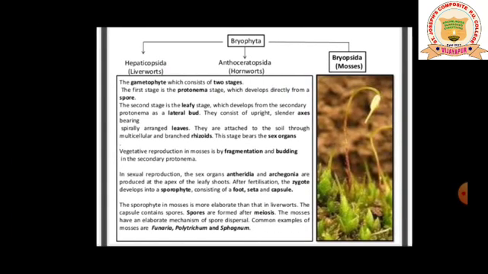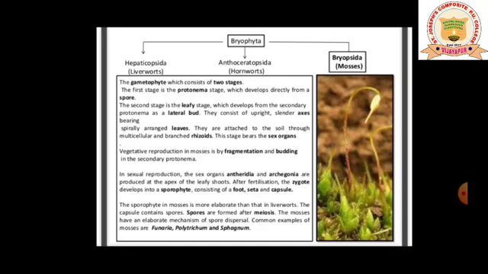So the second stage is the leafy stage, which develops from the secondary protonema as a lateral bud. They consist of an upright cylindrical axis bearing spirally arranged leaves. They are attached to the soil through multicellular branched rhizoids. As I said, there are no true roots. They are root-like structures present in the bryophyte. We call them rhizoids. This stage bears sex organs. So at this stage you are going to see sex organs.